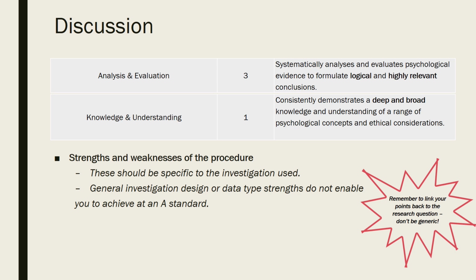It is also important to point out that general investigation design or data type strengths or weaknesses, such as stating that using an experimental design is a strength as it gives greater control over extraneous variables, do not enable you to achieve an A standard. At best, generic strengths or weaknesses are evidence of achievement at a C standard.